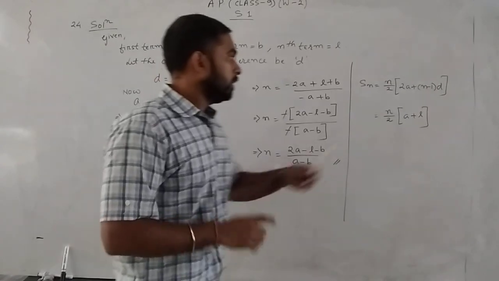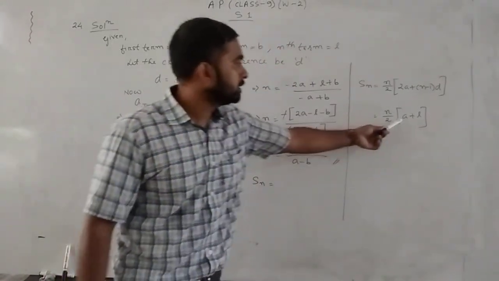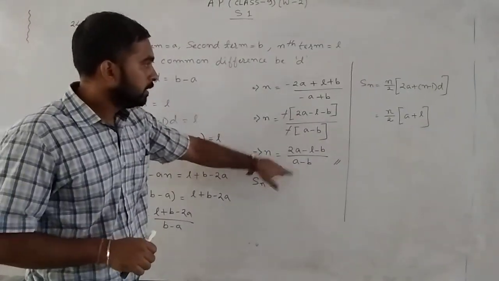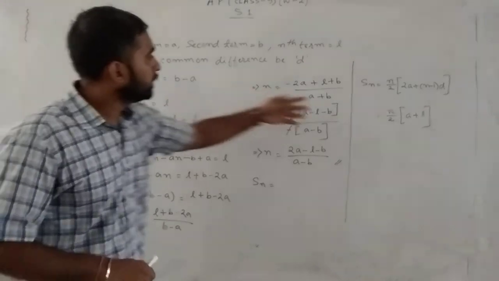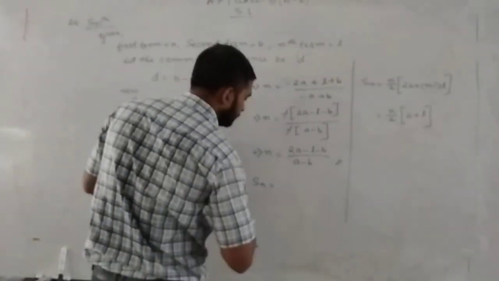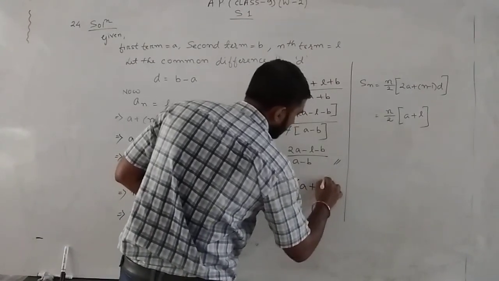And the second one is Sn equal to n by 2 into A plus L. This formula will be used if the last term, the first term and the number of terms are given. So here in this question, the number of terms is n, the first term A is given and the last term L is also given. So we can use this formula, Sn equal to n by 2 into A plus L.